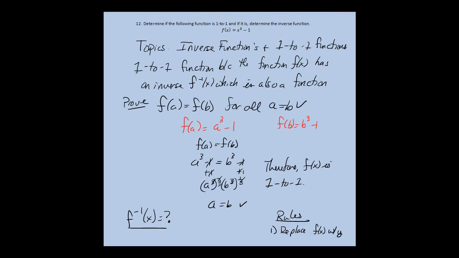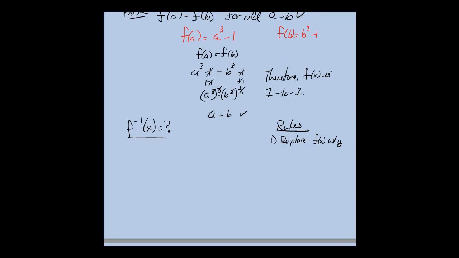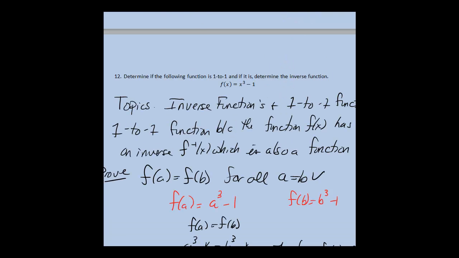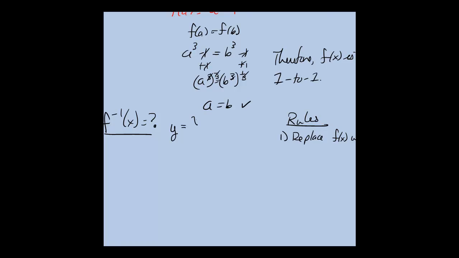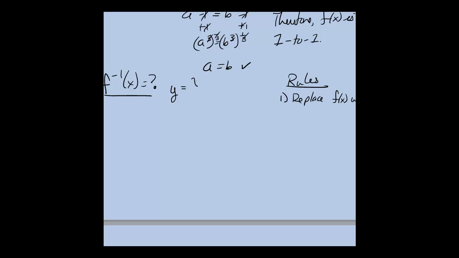This question did start off with f of x equals x cubed minus 1. So we're going to say we have y, which equals x cubed minus 1. Our next step is we're going to change x with y, and for every y, we're going to replace that with an x. So in that circumstance, we're going to say x is equal to y cubed minus 1.